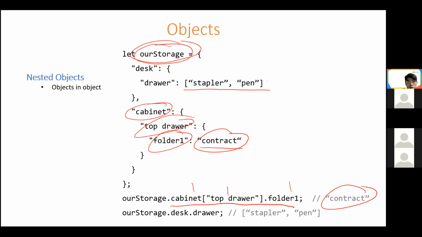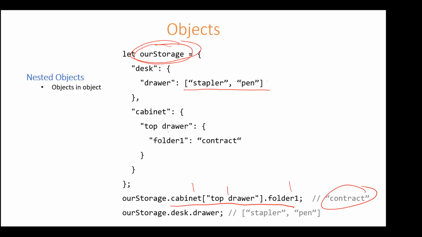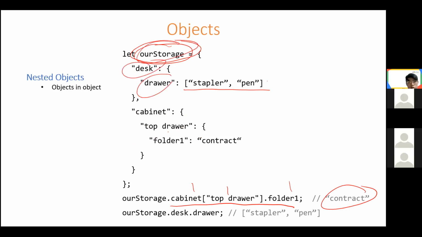Similarly, if you want stapler and pen, you go from top to bottom: our storage, then desk, then drawer, then you get back stapler and pen, which you see over here: storage, desk, drawer, and you get this out.